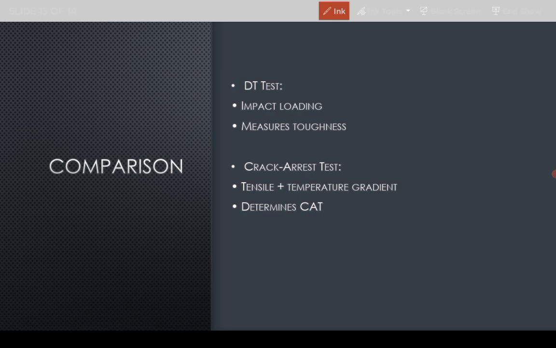So, what's the difference between the dynamic tear test and the crack arrest test? In the dynamic tear test, we measure the impact energy, while in the Robertson crack arrest test, the temperature at which the crack arrests is noted. The type of loading is impact loading in the dynamic tear test, while in the Robertson crack arrest test, a temperature gradient plus tensile stress is introduced. The result from the dynamic tear test is a toughness value, while in CAT it's the temperature where the crack stops.